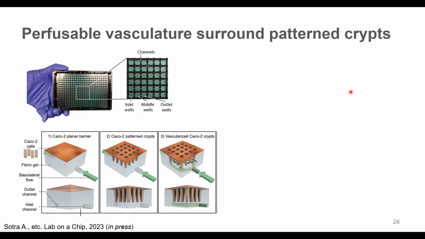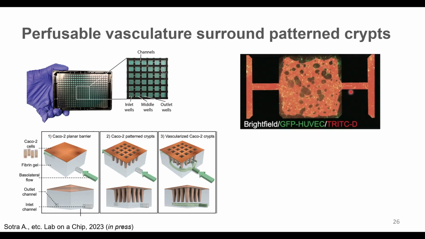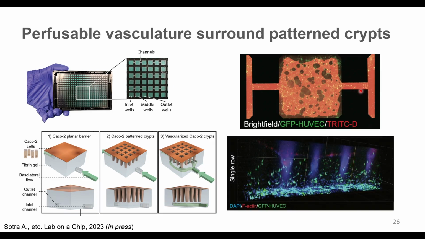And next, we wanted to incorporate vasculature into this model. So we did exactly what we did before. We added endothelial cells into the hydrogel. They self-assemble, forming this perfusable network that connects to the inlet and outlet well. And they do this at the bottom of the well. Some of these vasculatures can even migrate upwards and wrap themselves around these colon crypts that are on top.